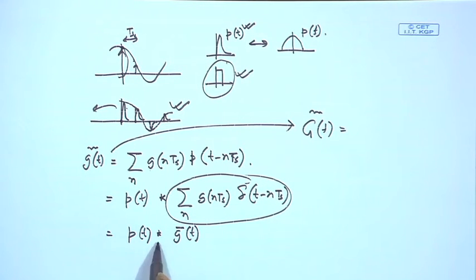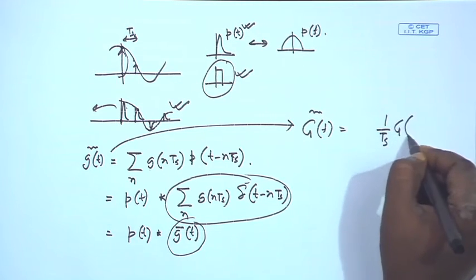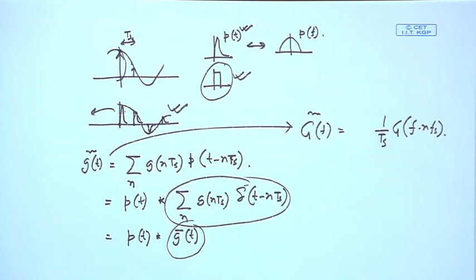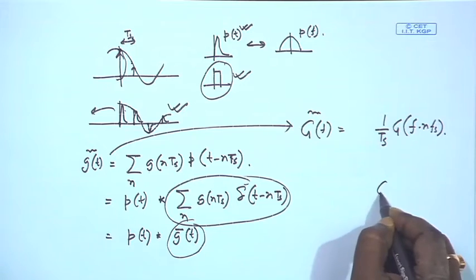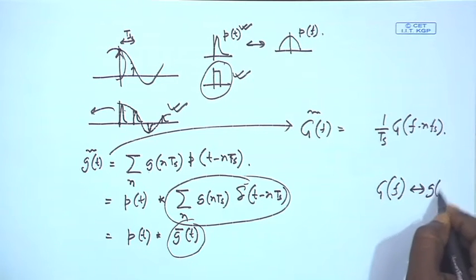Now, it is convolved in the time domain, so in the frequency domain they must be multiplied. What was the Fourier transform of this? This was 1 by T s, we have already proven, times the sum of g of f minus n f s. We have already proven that if we take an impulse train and modulate the signal with it, we get this frequency response, where g f is the Fourier transform of g t.